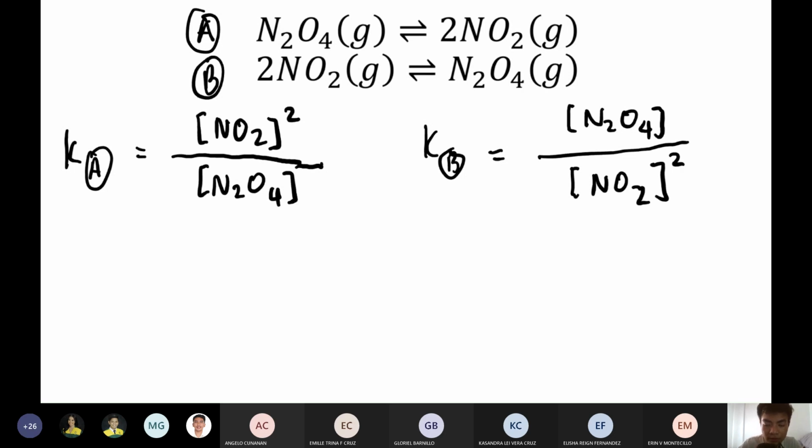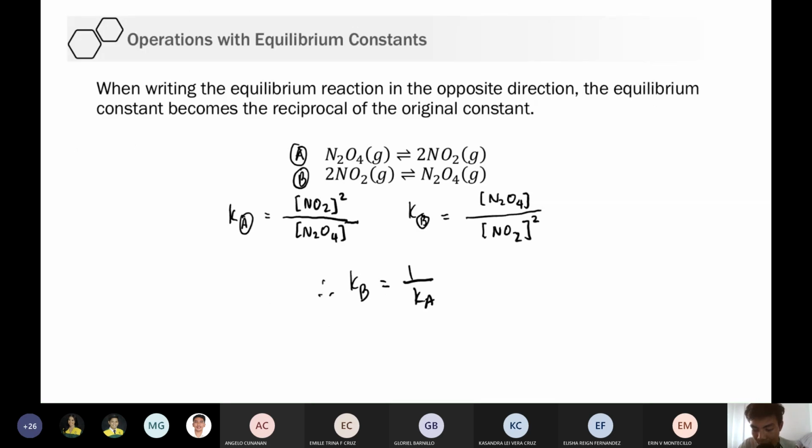So what can you notice, no? Sa equilibrium constant natin, as we flip our equation, nag-flip din yung numerator and yung denominator. So whenever your numerator and denominator flips, we call that the reciprocal. So that means KB is the reciprocal of KA. So whenever we flip the equation, we get the reciprocal. Binaliktad mo lang, nagbaliktad din yung fraction. Pag nagbaliktad ng fraction, tawag doon reciprocal. So yan yung first rule natin.